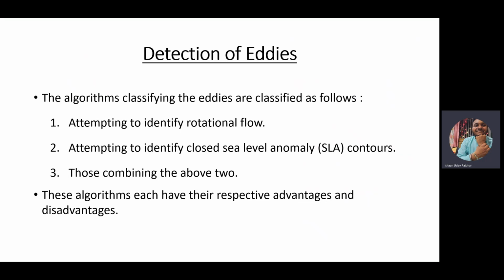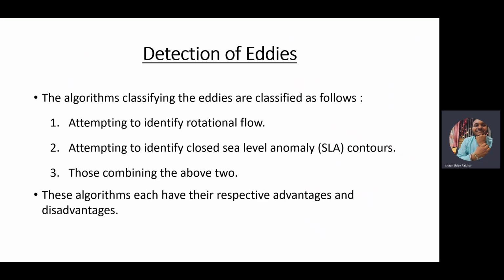Now, detection of eddies. The eddy detection algorithms are classified as follows. The first kind are the algorithms that attempt to identify the rotational flow. We know that eddies are rotating, so these will only focus on the rotational flow of the eddy. The second kind attempt to identify the closed sea level anomaly contours. This basically talks about the outer edge of the eddy.